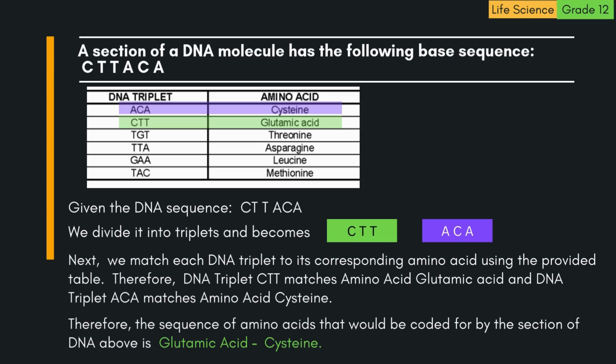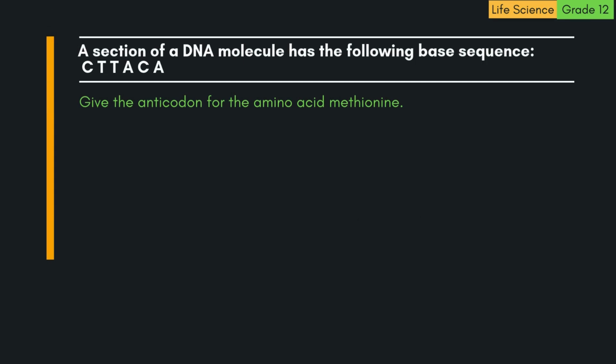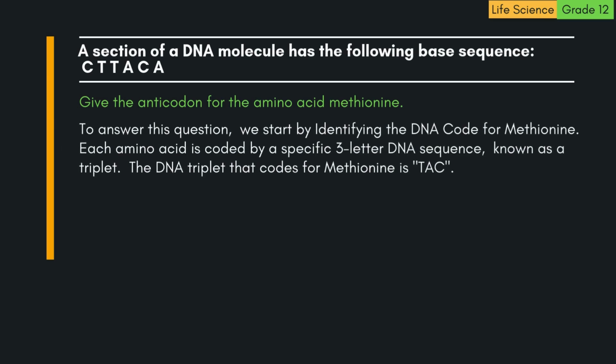cysteine. Question. Give the anticodon for the amino acid methionine. To answer this question, we start by identifying the DNA code for methionine. Each amino acid is coded by a specific 3-letter DNA sequence, known as a triplet. The DNA triplet that codes for methionine is TAC.